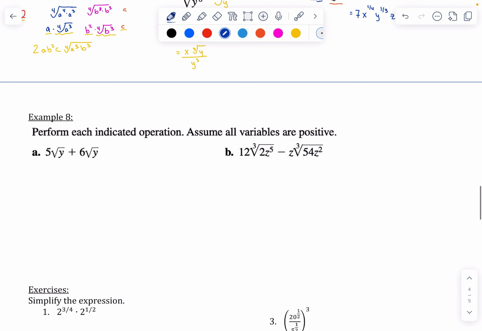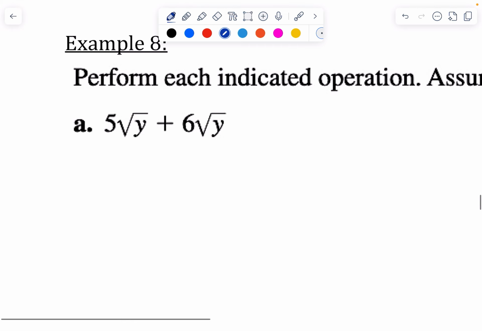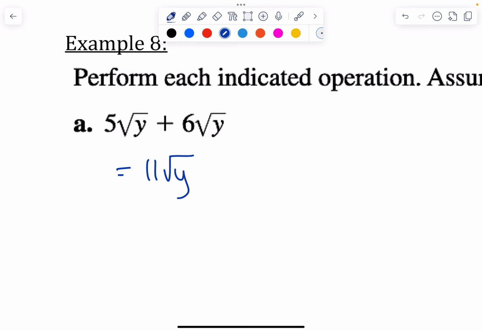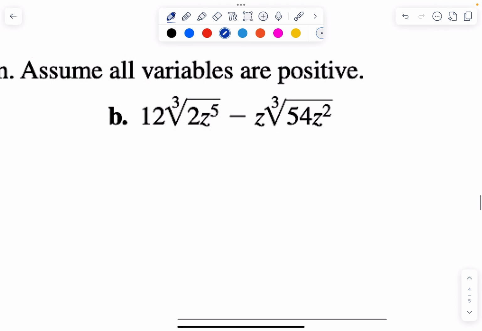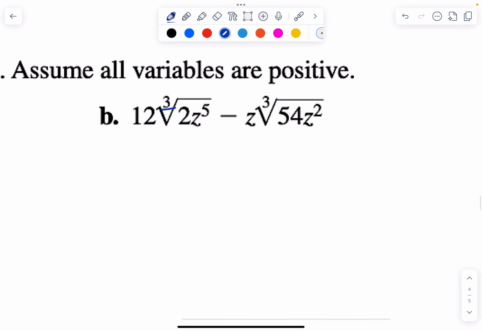Last one, 8. Perform each indicated operation. Assume all variables are positive. Okay, so this is just like the previous one. I have 5 square root y's here, 6 here. So in total, I have 11 square root y, just combining like terms. Here, I have the same root, but not the same radicand, not the same number under the radical.